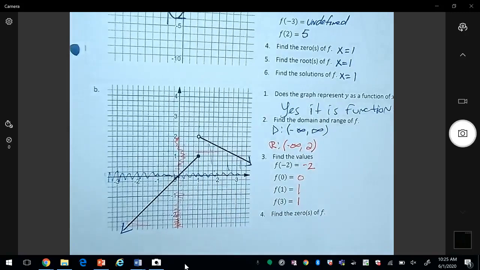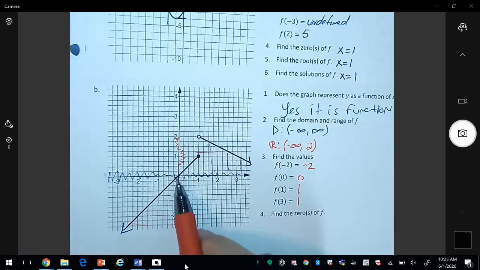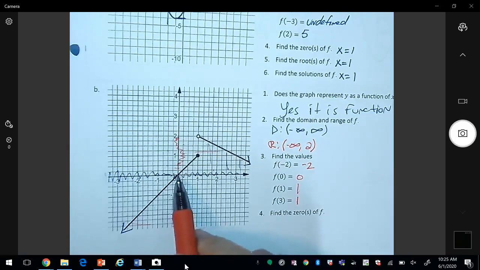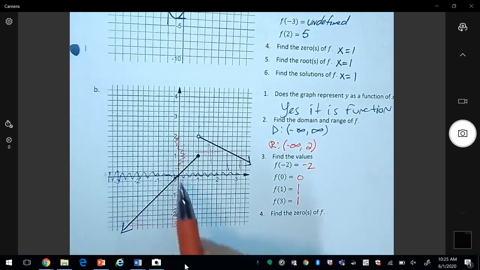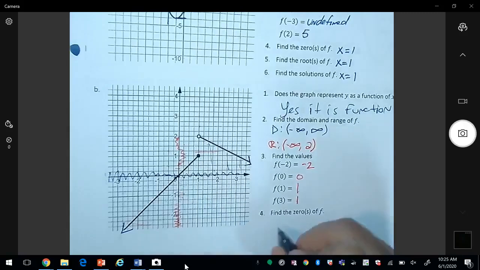Find the zeros. Again, the zeros is where the graph crosses the x-axis, so that's going to be at this point. So at 0.